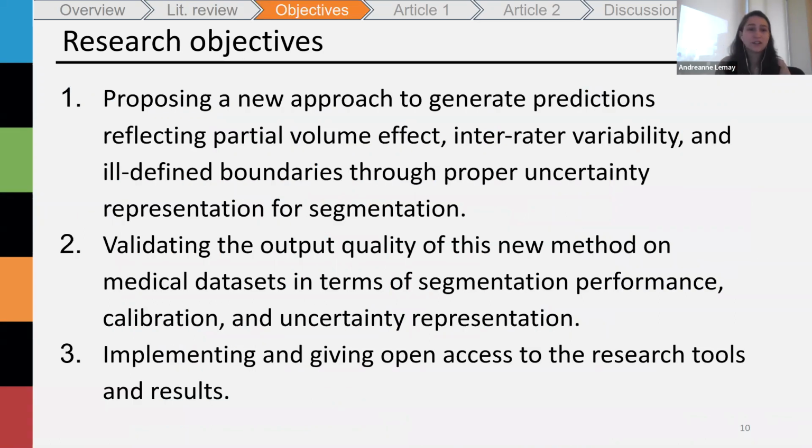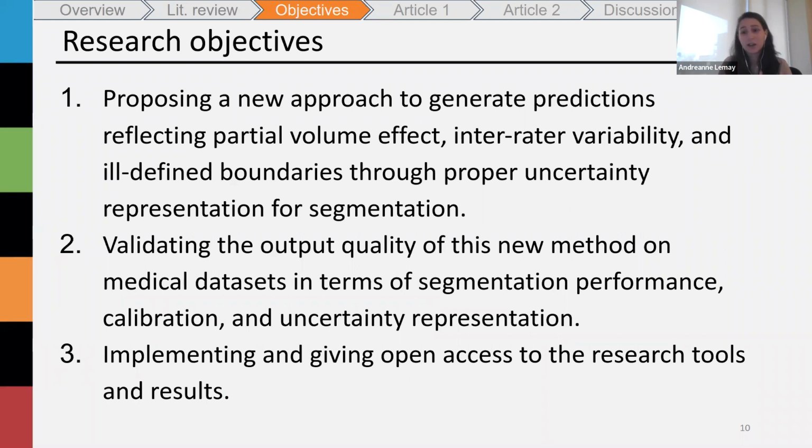So this leads us to my research objectives. First, we wanted to present a new approach that would think of segmentation more like a regression task than a classification task, so we can have a model that predicts softer outputs. This way we could reflect the partial volume information, the inter-rater variability, or even ill-defined boundaries.